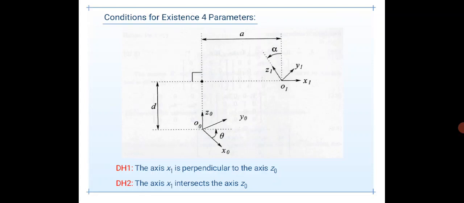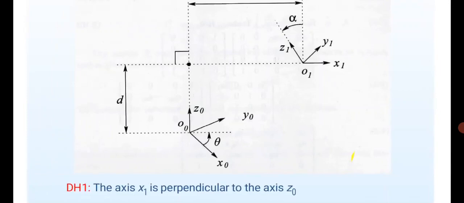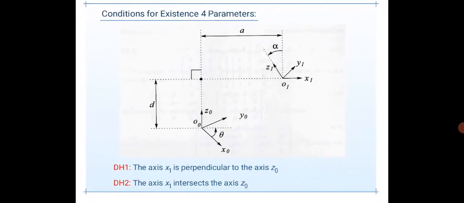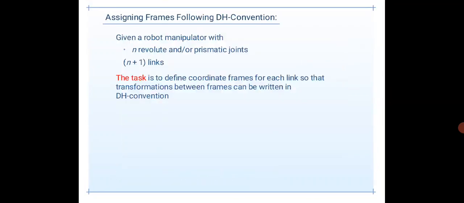The first one, DH1: the axis X1, for example, should be perpendicular to the axis Z0. And DH2: the axis X1 should intersect the axis Z0. These two conditions should be considered when you are going to define the parameters. And how do we assign the frames using this DH convention?